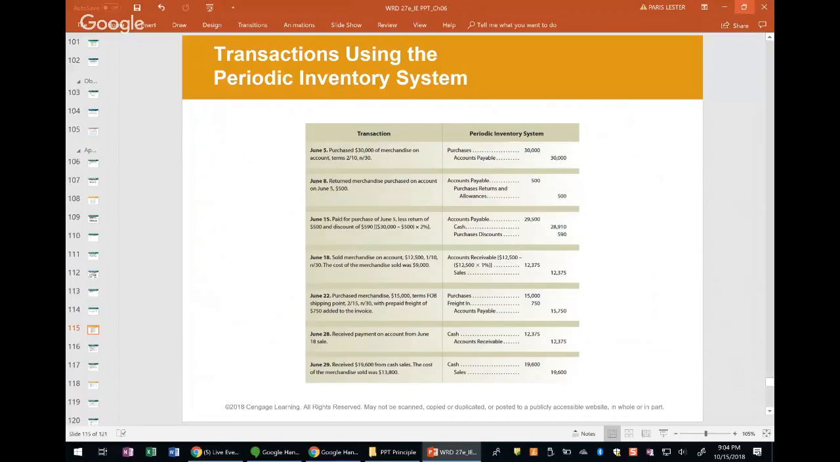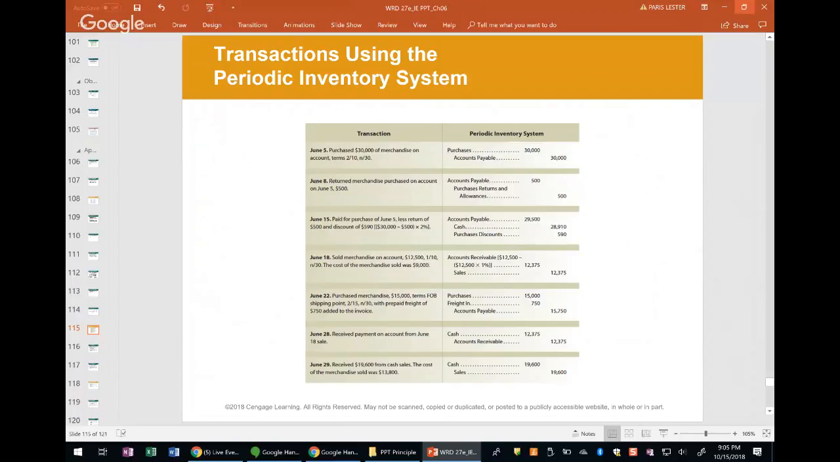Okay, here we debit purchases and debit freight in and credit accounts payable. Somebody tell me what we would do with freight in. On a perpetual, we would debit merchandise inventory. Okay. And how about receive payment? Same thing, debit cash, credit accounts receivable, and cash sales would have to debit cost of goods sold and credit merchandise inventory.